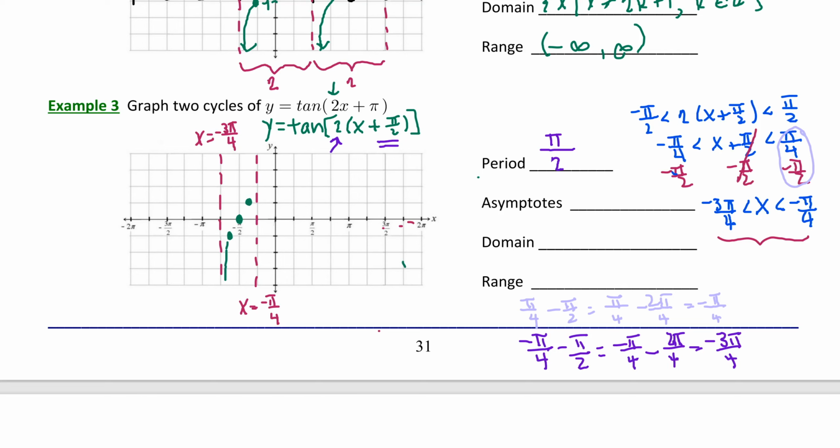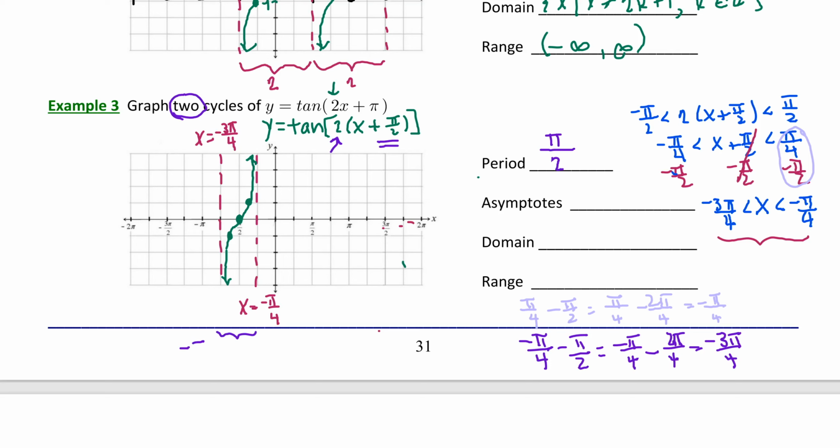Then tangent will snake its way through the center, following the nature of the tangent function. Now we want to graph two cycles of this function, so let's make some observations about these first two asymptotes.